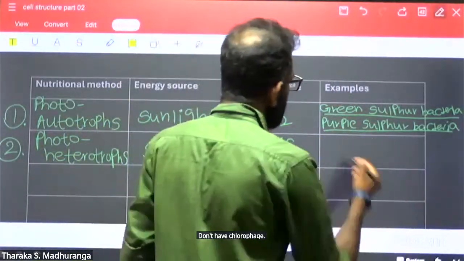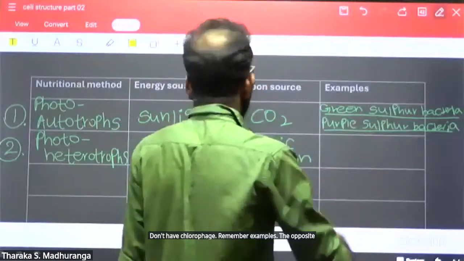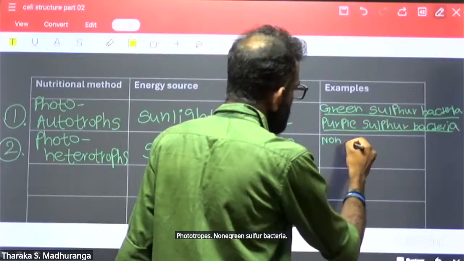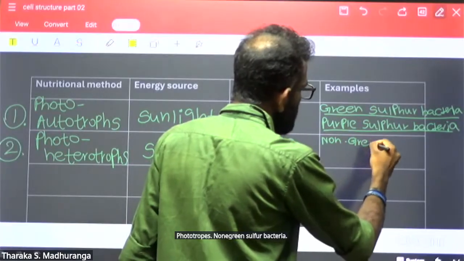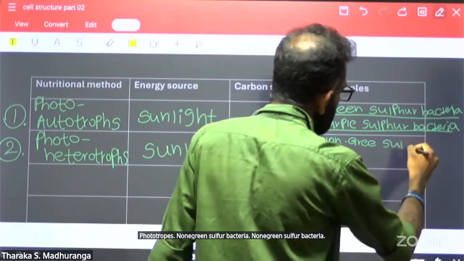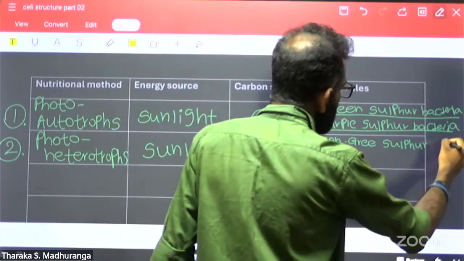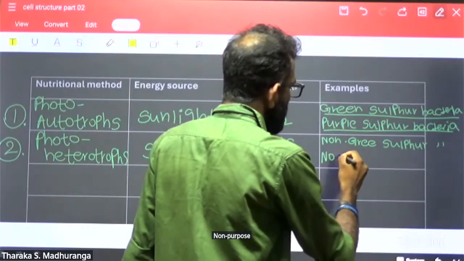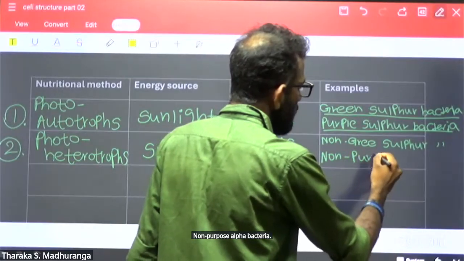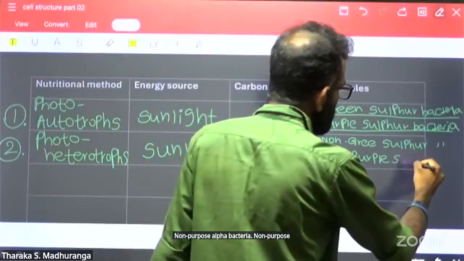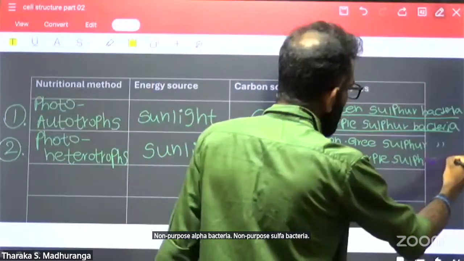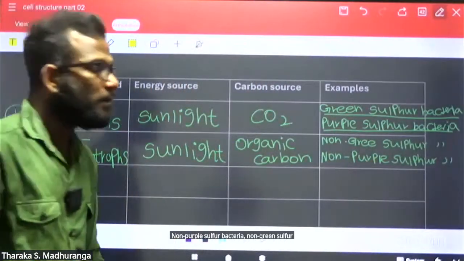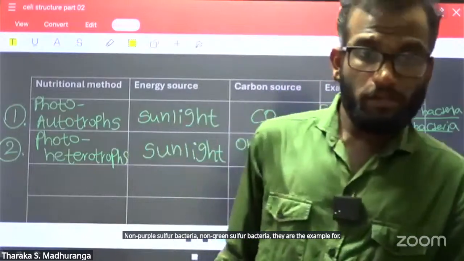Remember the examples, the opposite side of phototrophs: non-green sulfur bacteria and non-purple sulfur bacteria. Non-purple sulfur bacteria and non-green sulfur bacteria are the examples for photoheterotrophs.